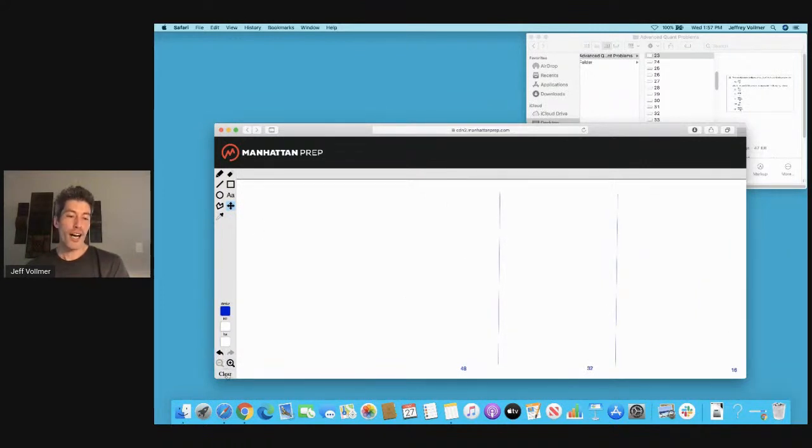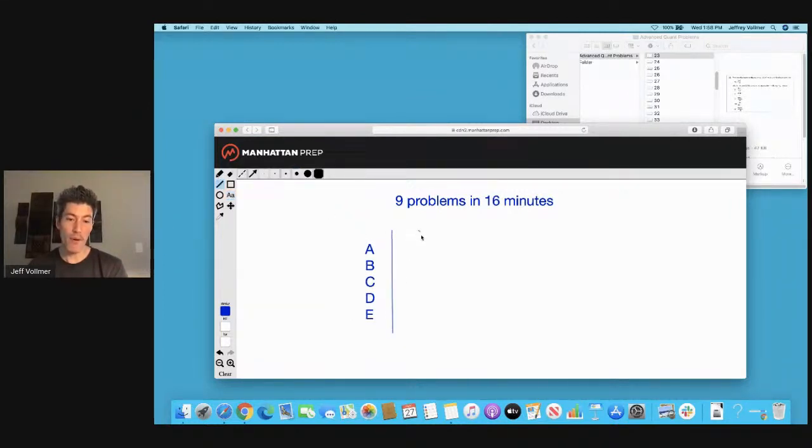I will just clear this. So set up for 4 quadrants, and on each quadrant, and you could actually just do this on an individual page. I did 9 problems in 16 minutes. And all I did for this was I listed my answer choices, A, B, C, D, E. And then for each problem, I eliminated answers.